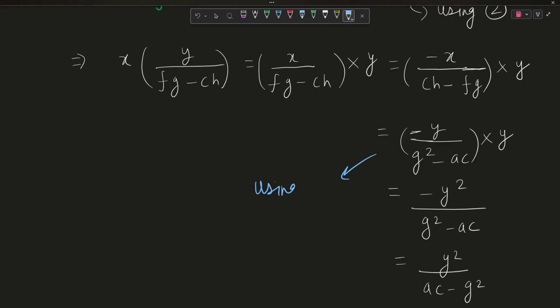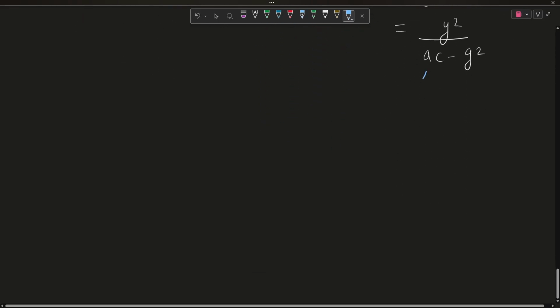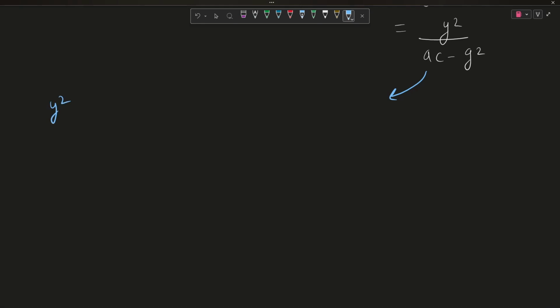using third equation. Right? Now we'll continue with y square upon ac minus g square. Sorry for that above, it's not y square minus ac. It's y square upon ac minus g square. This can be written as y into y upon ac minus g square.